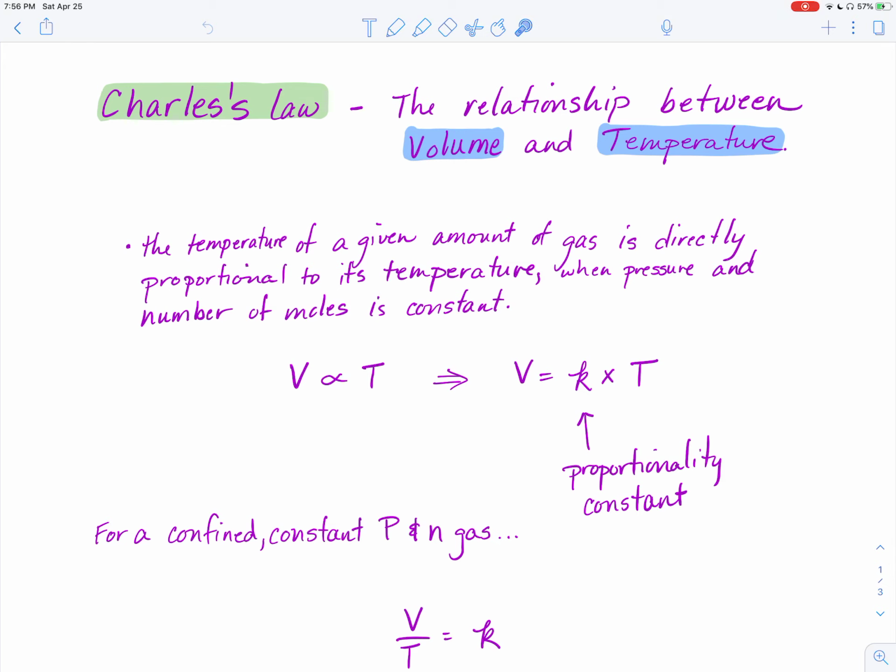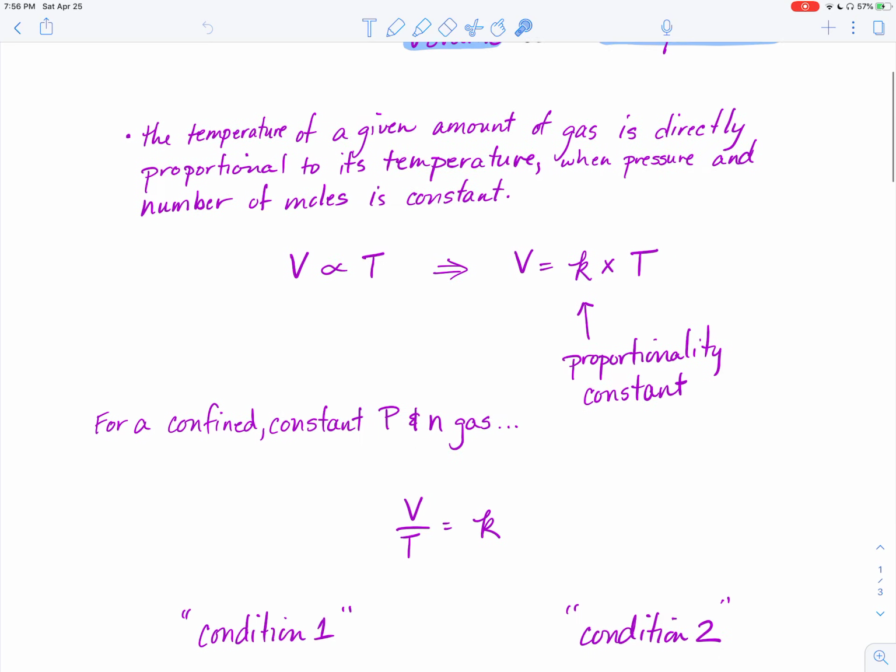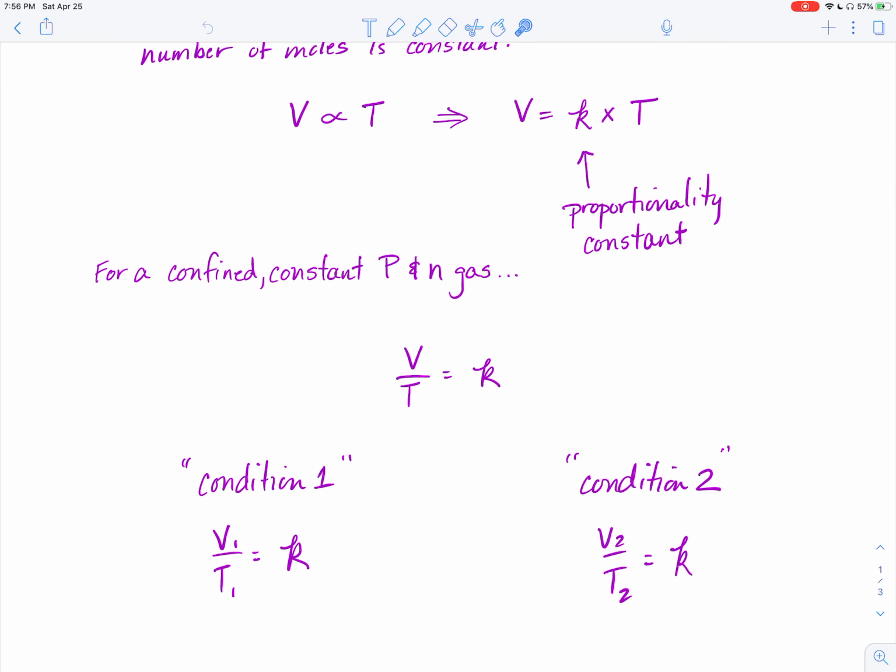And so we can see that expression here of volume is proportional to temperature, and we can write this in an expression where volume is equal to a proportionality constant times temperature. If we rearrange that equation for a gas at constant pressure and number of moles, we have the volume divided by temperature equal to that proportionality constant.